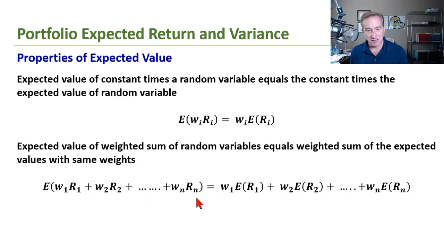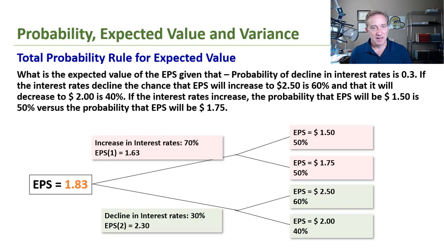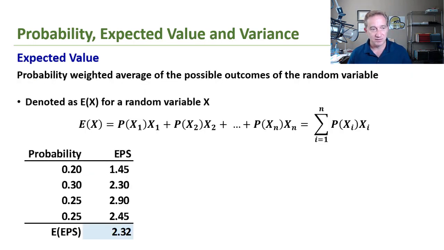And then the expected value of the weighted sum of random variables equals the weighted sum of the expected values with the same weights. So here we've just distributed this out and extracted the constant weights out from their parenthetical expressions. And so that is a review of the probability concepts.